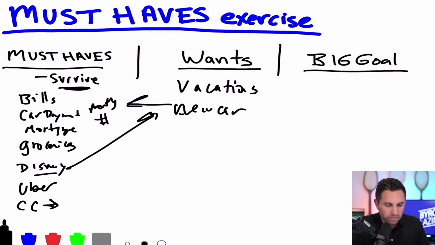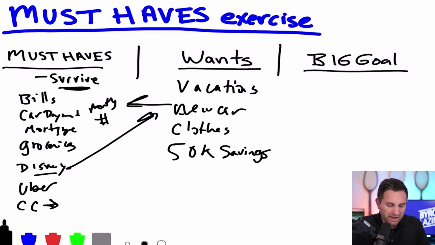Now the wants, going back to that. What do you want? Vacation, new car. Maybe you want a new wardrobe. Maybe you want some bigger things. Maybe you want to save $50K in savings this year. Okay, you want that after tax. Maybe you're going to want to buy a rental property. Okay, all the things you want.